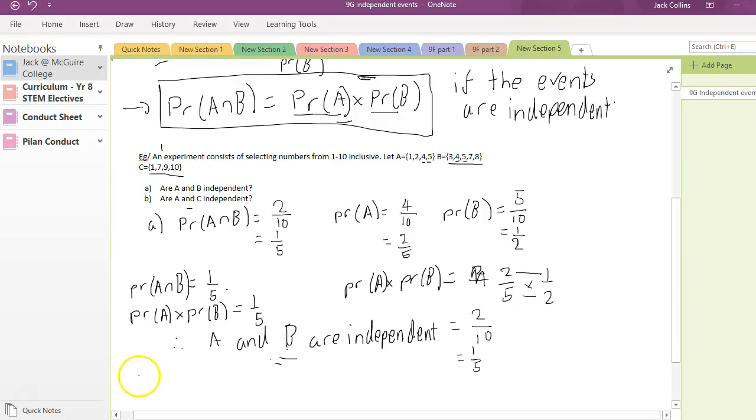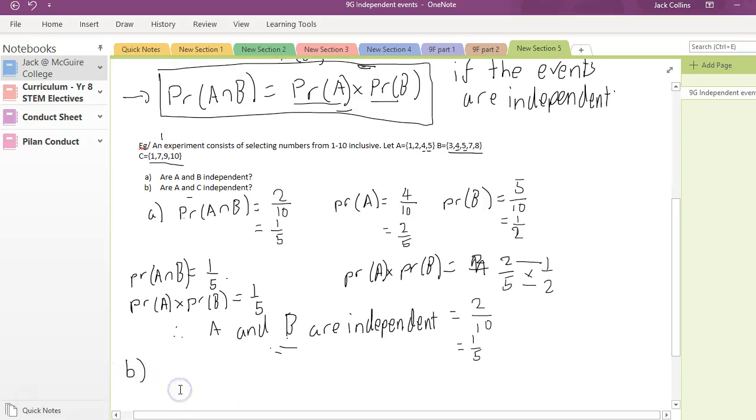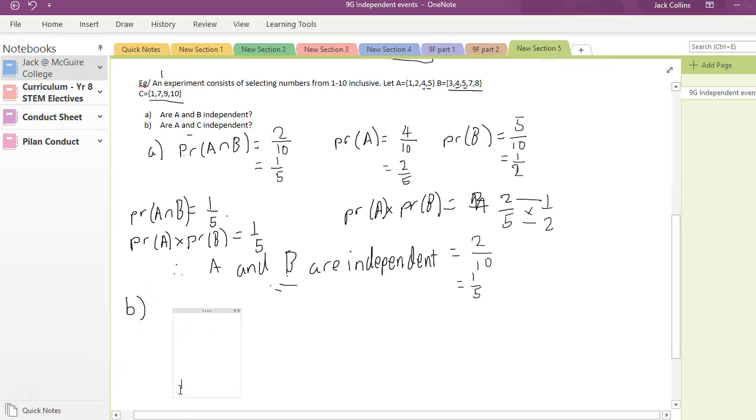Okay? So question B, let's see if this is an independent event. So are A and C independent? So we already know probability of A is 2 out of 5. See if you can work through the rest to determine whether A and C are independent. So have a pause and have a crack.